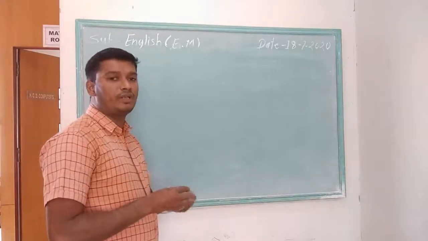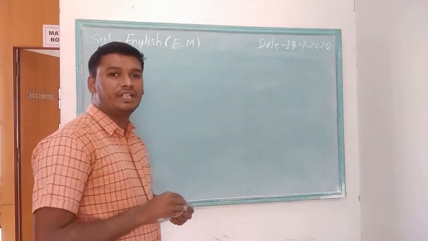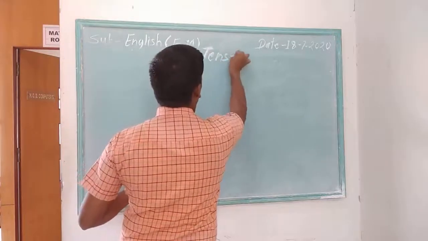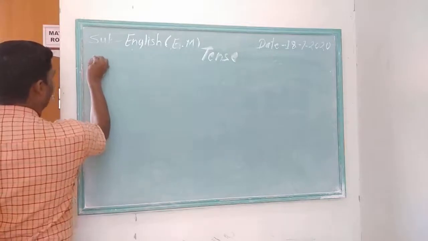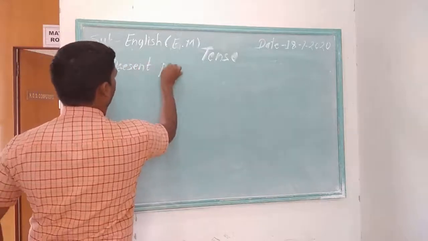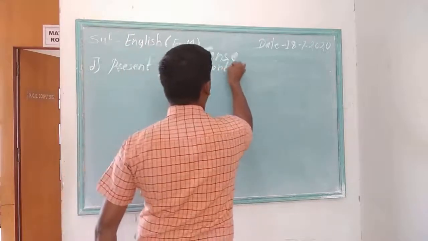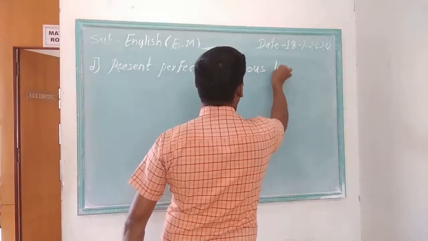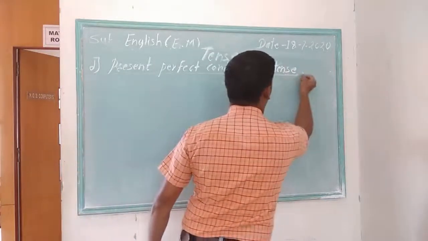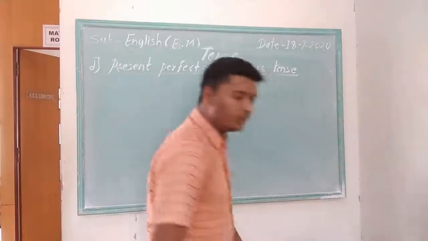The last subkind of present tense is present perfect continuous tense. Just write with me: present perfect continuous tense. Look, pay attention here. Where do we use this tense? What is its structure?